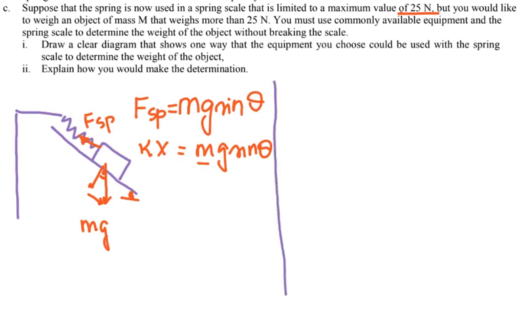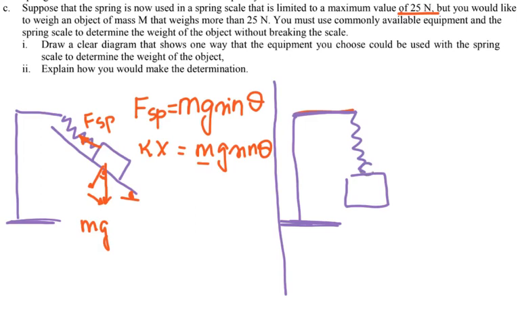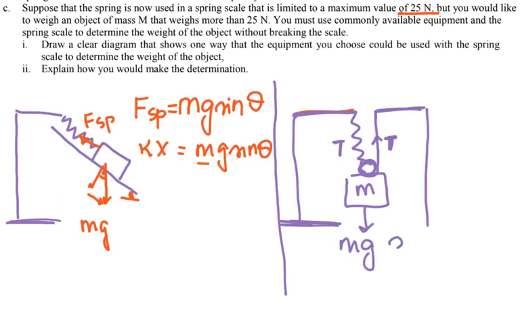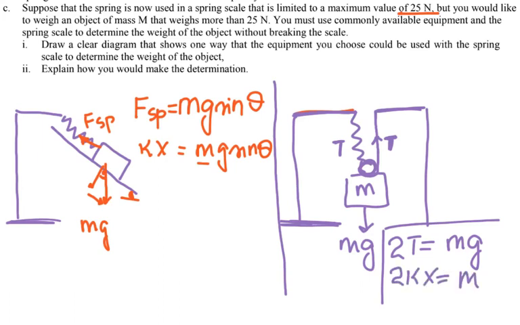The other way would be probably good to use the pulley system. So if I have my spring system here, and I place the mass that is heavier than 25 newtons, I could place the pulley and put the string and attach it to some stand right here. Then if this is the mass, the tension here and the tension right here are equal to each other, and together they equal mg. So 2 times tension is equal to mg in this case. And your tension is equal to the spring force, so that is 2kx equal to mg. So you reduce the force on the scale this way, so you don't break your system.